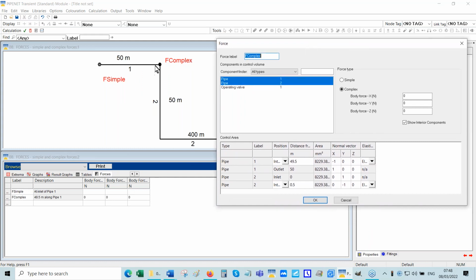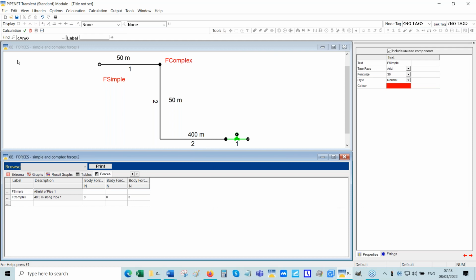See, the complex force starts from here and there. So that's the way you define the complex force, because it's partly on pipe 1 and partly on pipe 2. So let's run it.